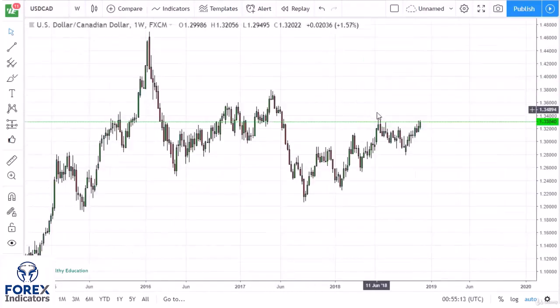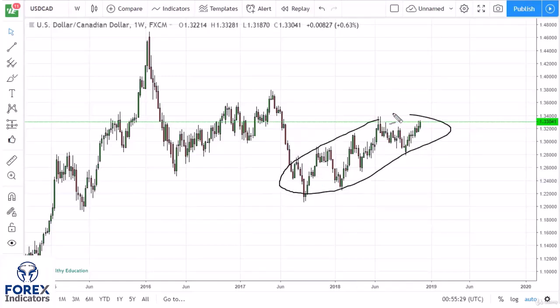So, for example, this area here on this weekly chart was most certainly in a downtrend. As we were falling, we fell from 138 US dollars to 120 Canadian dollars by the time we got to the downside. But since then, we've been in an uptrend.